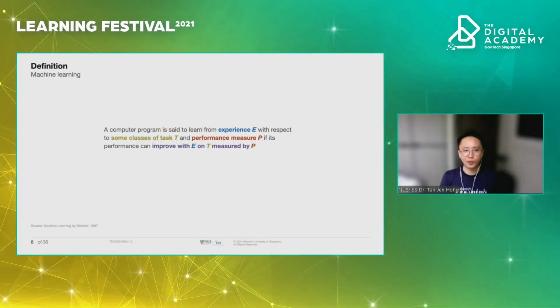This formal definition was proposed by Mitchell in his 1997 book. Okay, I understand this statement is painfully unfriendly. Let me use layman terms to explain some of the keywords inside the sentence. The word experience is basically referring to a data set we use to train our model.